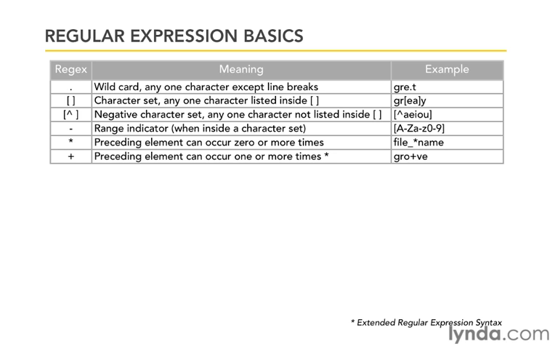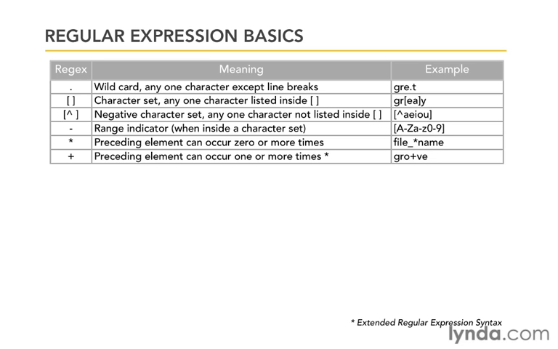The next three items, the asterisk, the plus, and the question mark, all have to do with how often an element repeats. Does it occur 0 or more times, 1 or more times, or 0 or 1 time? So to take the first one as an example, file underscore name, that underscore may or may not exist. If it's not there, it still matches. If it exists 1 time, it still matches. If it exists 2 times, 3 times, it doesn't matter, it still matches.